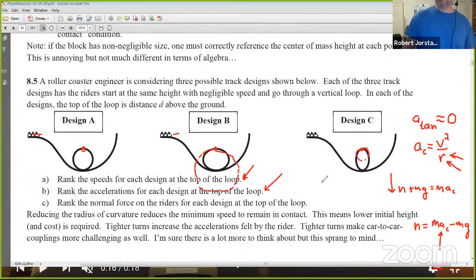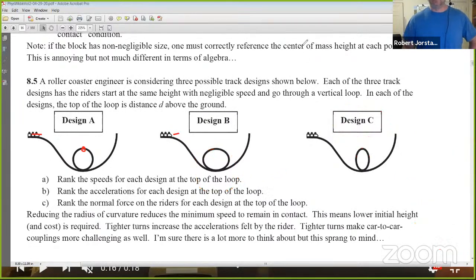Which roller coaster is least likely to kill people? Design C. That is a way to use physics to do something useful, to kill fewer people. That could be useful. So if you design a roller coaster like this, remind me to go to a different amusement park. But I know no Allan Hancock College students would ever do that. So we're not going to do that.